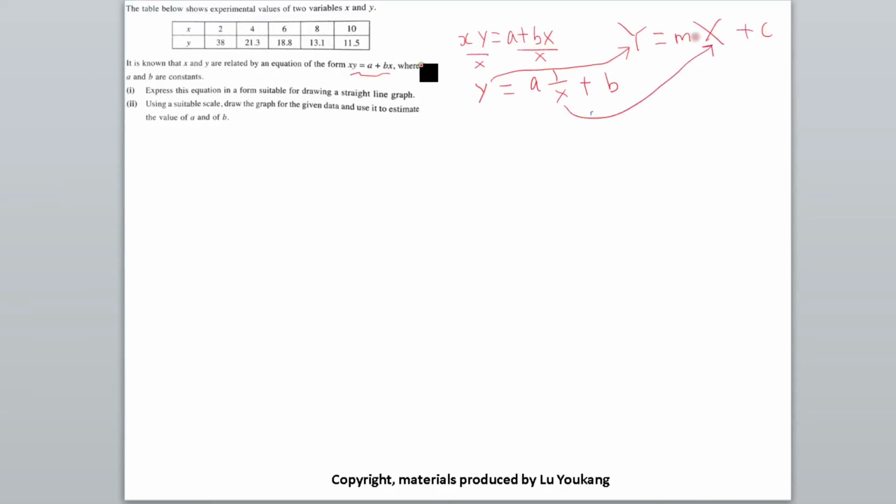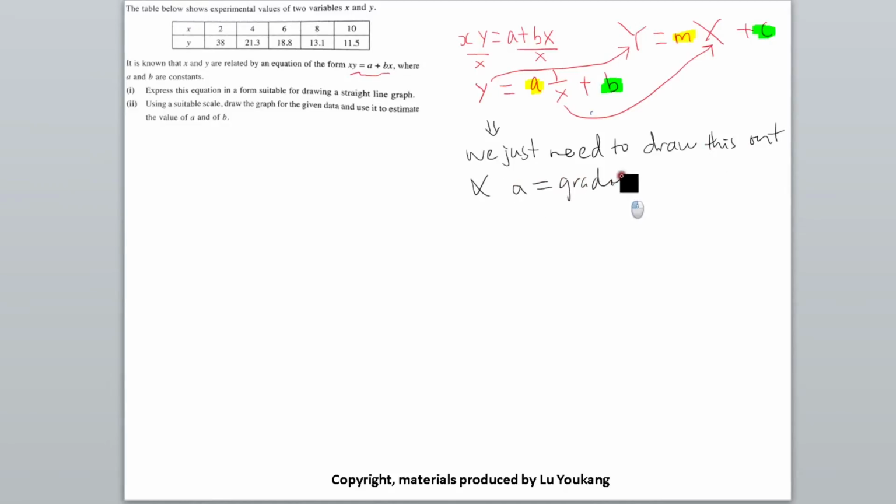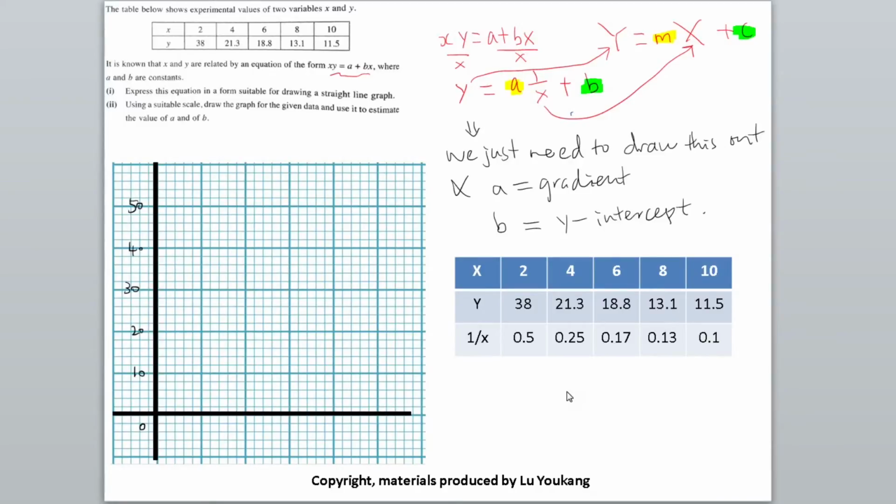So the general form is big Y equals m big X plus c. And as you can see, I'm trying to match term by term. Our a is our gradient, our b is our y-intercept, our 1 over x is our big X, and our y is our big Y. And therefore, we just need to plot a graph with y as our vertical axis and 1 over x as our horizontal axis, with a being our gradient and b being our y-intercept in that graph.